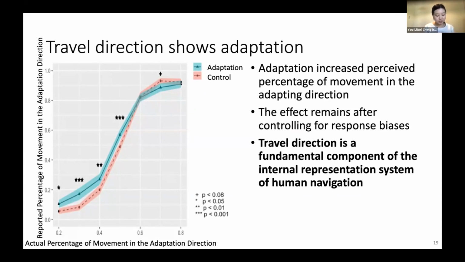Interestingly, subjects had a higher frequency of reporting net travel toward the adapted direction, indicating that the after effect is opposite to the traditional motion after effect. We have run additional controls and conducted additional analysis, indicating that this is not driven by response bias or other factors. And I'm happy to answer questions about this in the discussion.